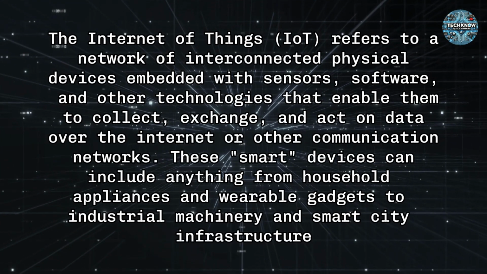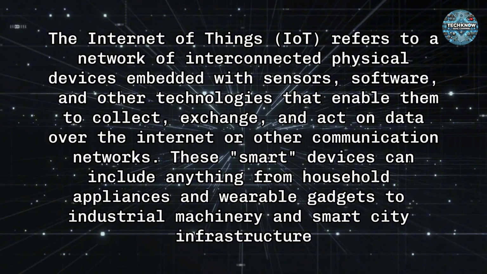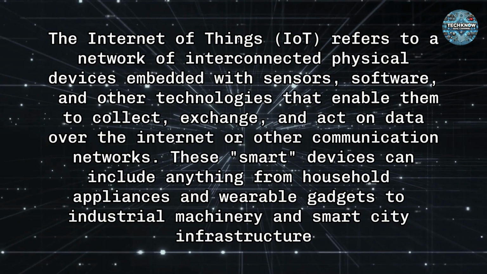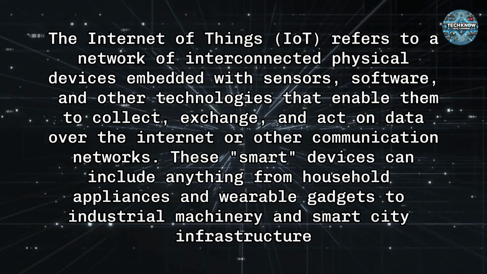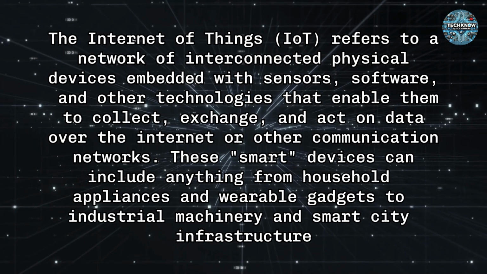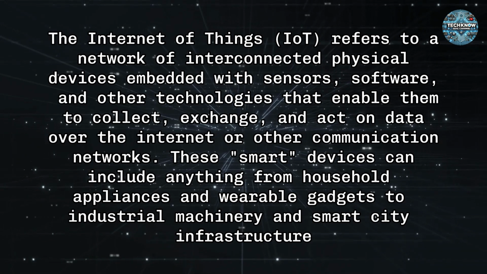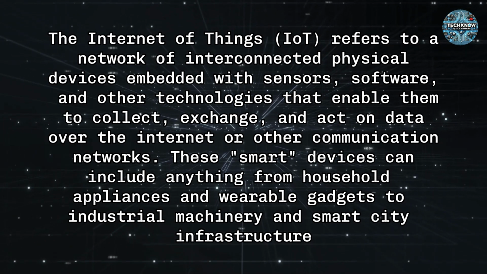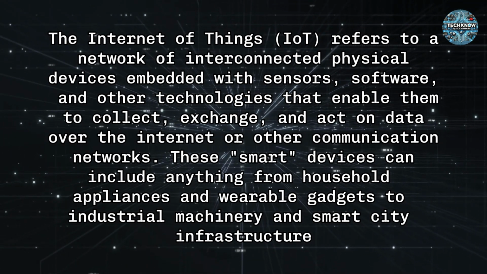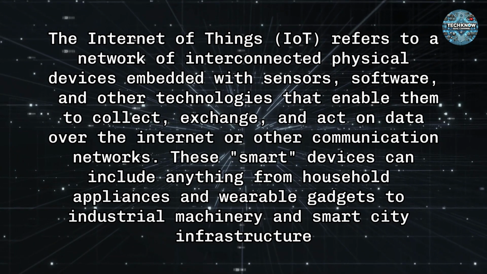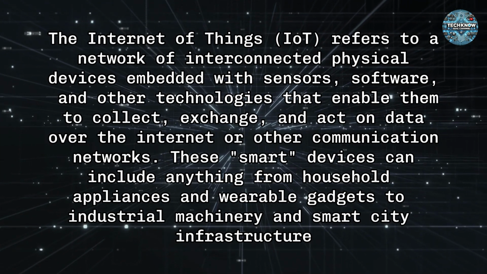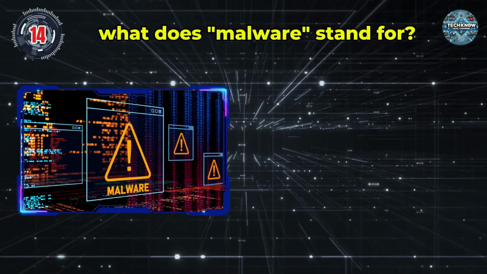refers to a network of interconnected physical devices embedded with sensors, software, and other technologies that enable them to collect, exchange, and act on data over the internet or other communication networks. These smart devices can include anything from household appliances and wearable gadgets to industrial machinery and smart city infrastructure.